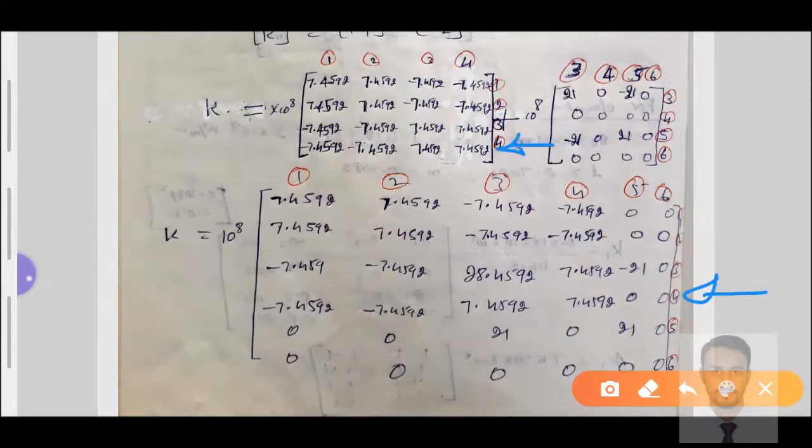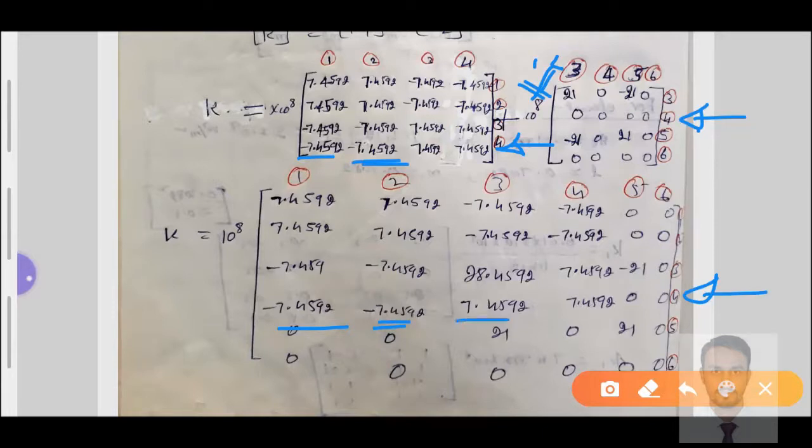Fourth row we have in this first matrix as well as in the second matrix. Fourth row, first column we have here, but we don't have it in the other, so we need to take directly minus 7.4592. Then fourth row, second column we have this value, and similarly we don't have a fourth row, second column in this matrix, right? So then minus 7.4592 we have taken as it is here.